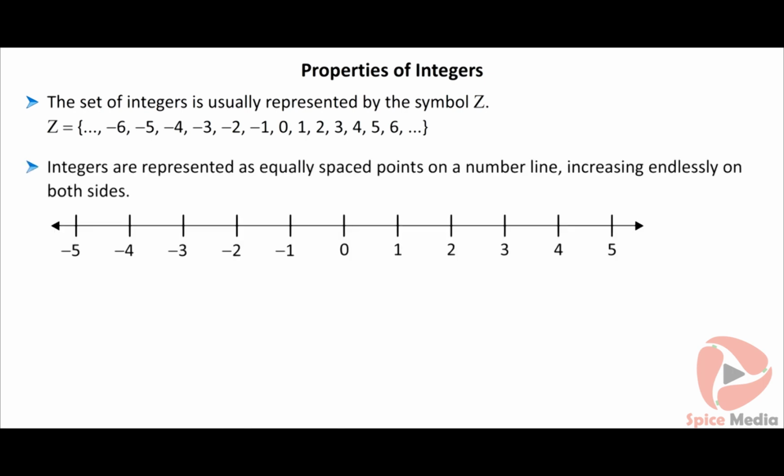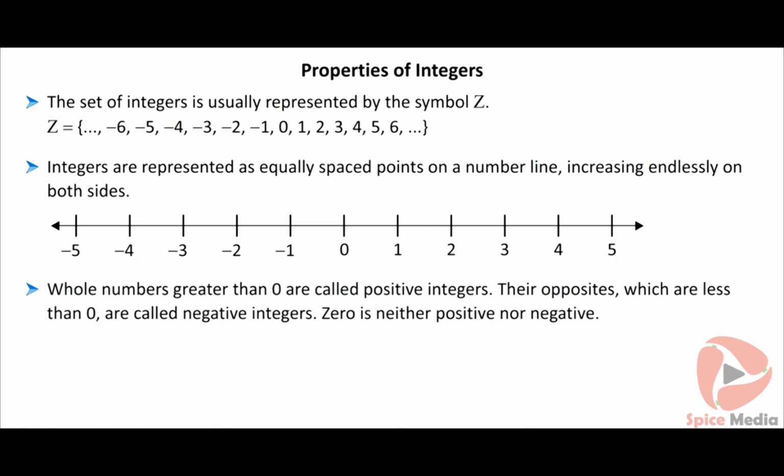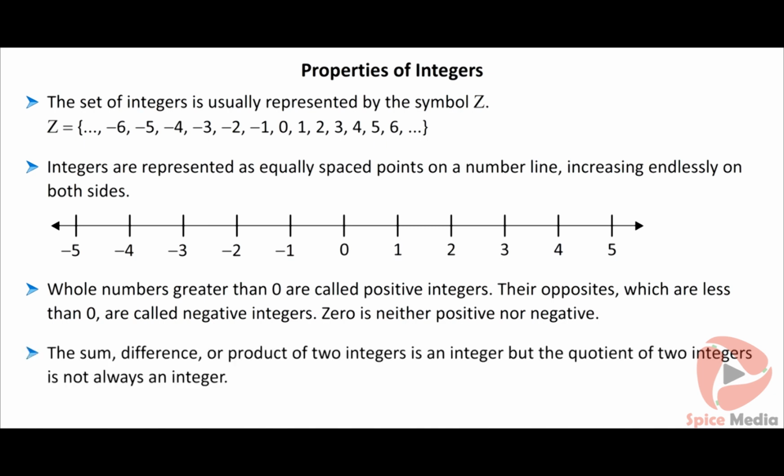The integers are represented as equally spaced points on a number line, increasing endlessly on both the sides. Whole numbers greater than 0 are called positive integers. Their opposites, which are less than 0, are called negative integers. 0 is neither positive nor negative. The sum, difference, or product of two integers is an integer, but the quotient of two integers is not always an integer.